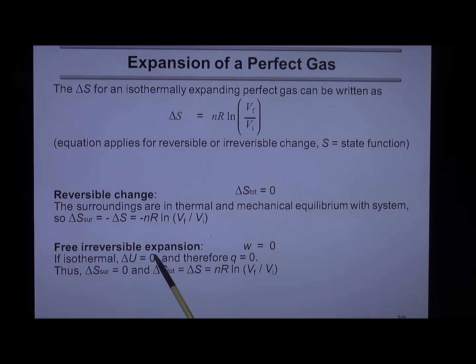How about for irreversible expansion, especially free expansion? If the expansion is free, expansion basically to the vacuum, W is 0. Since this is isothermal expansion, delta U is 0 for perfect gas. So Q is also 0 from the first law of thermodynamics. Since Q is 0, delta S surrounding is 0. So delta S total should be the same as delta S system, which is positive, right? For irreversible, spontaneous process, delta S total is positive.